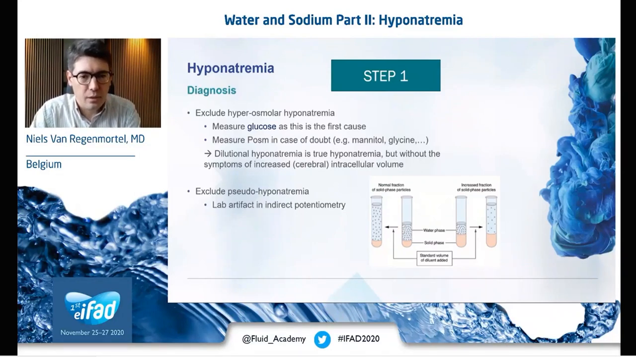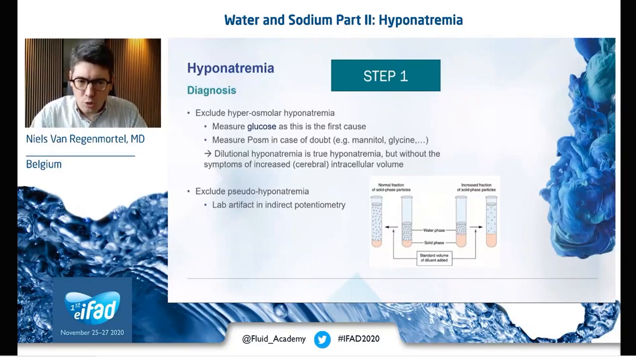The reason is there is a dilution of the sodium because of the presence of this osmolar substance like glucose, which sucks out the intracellular volume and dilutes the sodium in the plasma. In this case, there will be no symptoms of increased cerebral intracellular volume. So there will be no edema, of course, responsible for these symptoms.